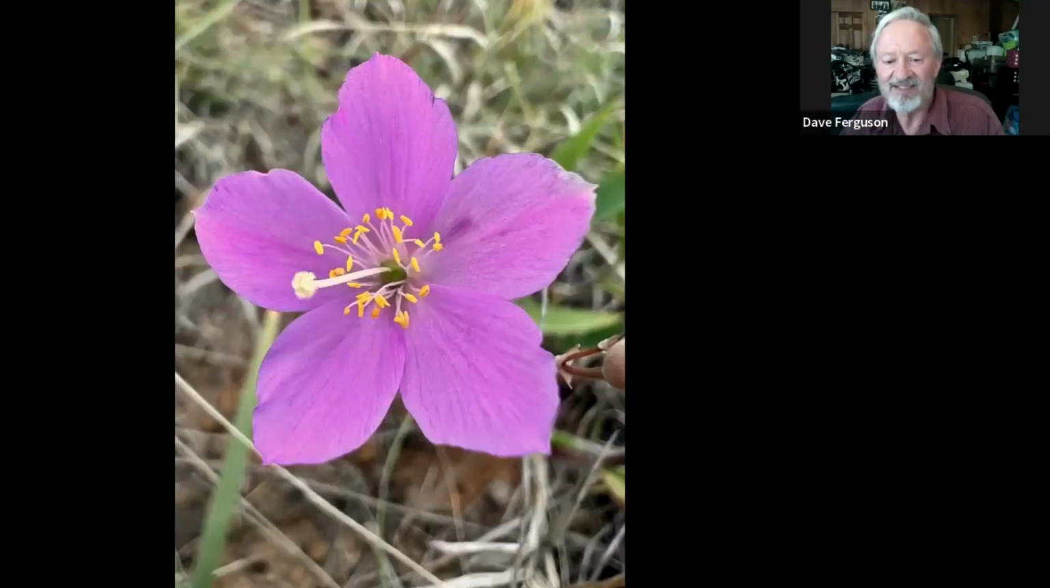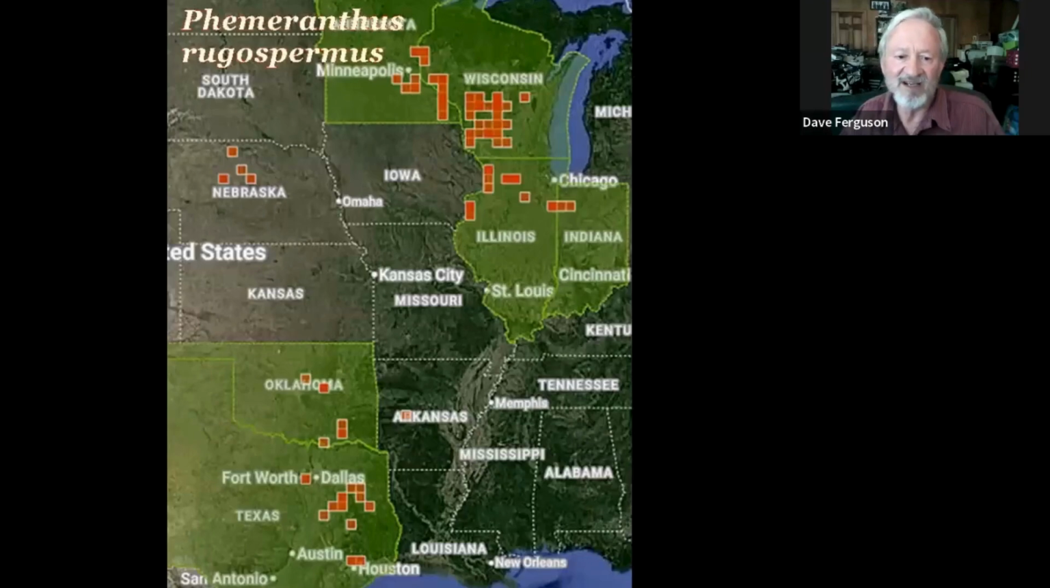So this is one of my favorites. Moving on, this Rugospermus is another smallish species. It's also quite likely a hybrid. I suspect it's quite likely a hybrid between Parviflorus and Calacinus. It grows in the same kind of sand habitats as Calacinus, but it has an even wider distribution. It's gone further up into the Midwest than Calacinus has.